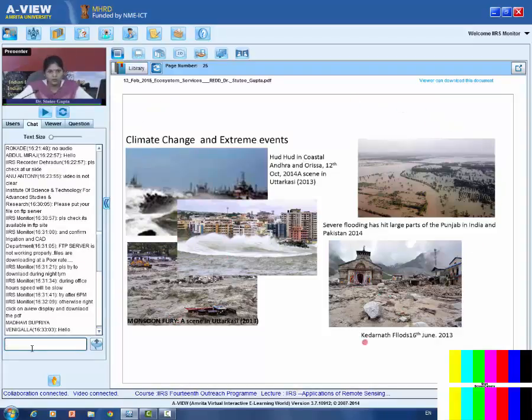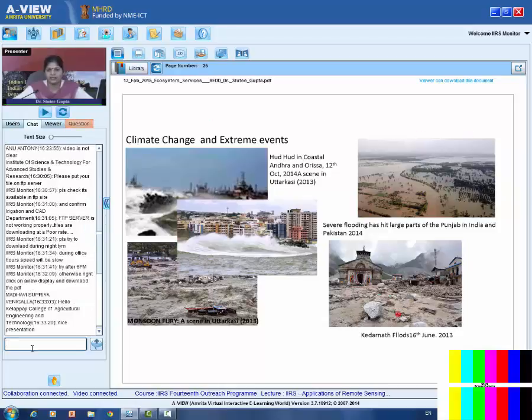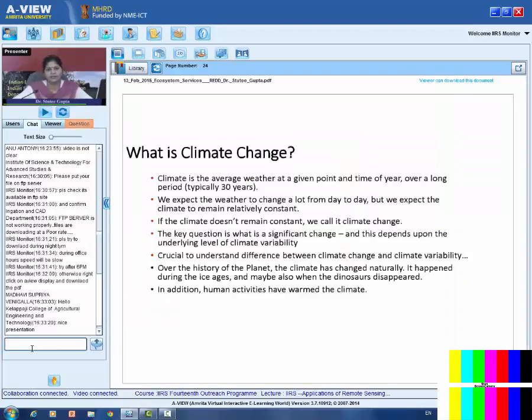So the overall concept here is that the services offered by the ecosystem, by the environment, are taken for granted, and the cost paid later is very high. And this is the cost. This particular slide shows you the cost that we pay in terms of loss of life and property.